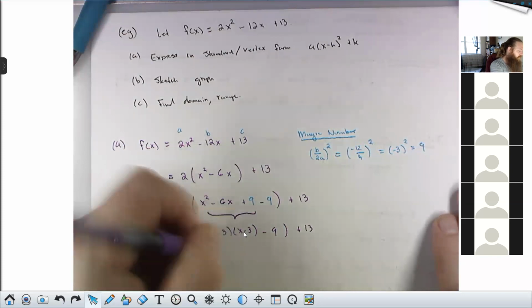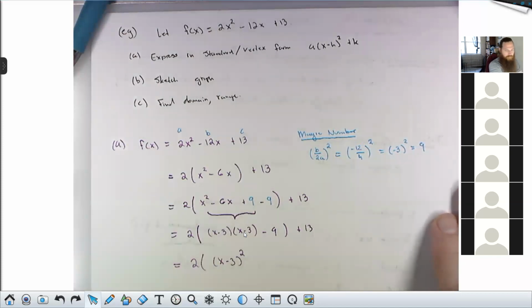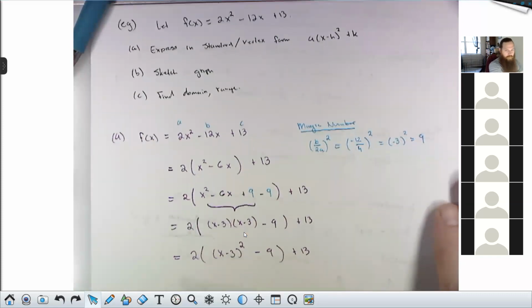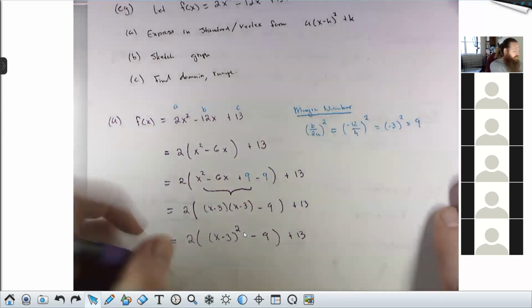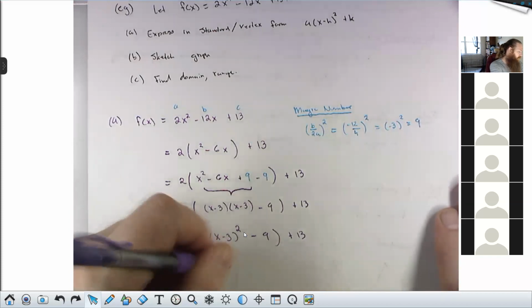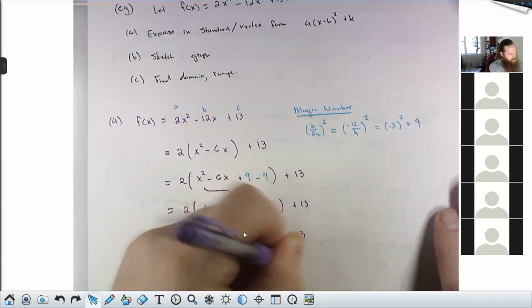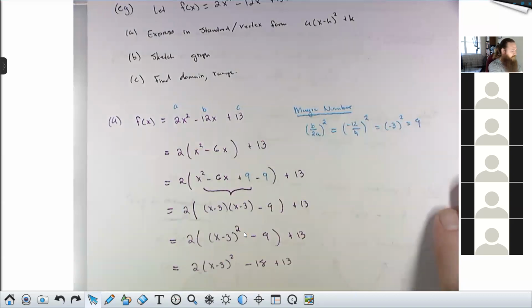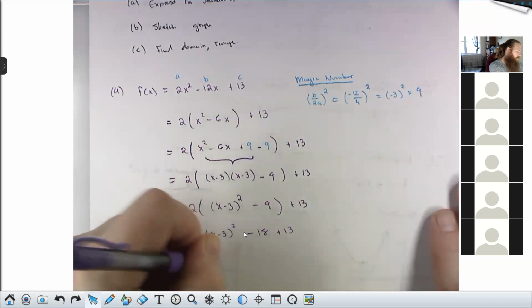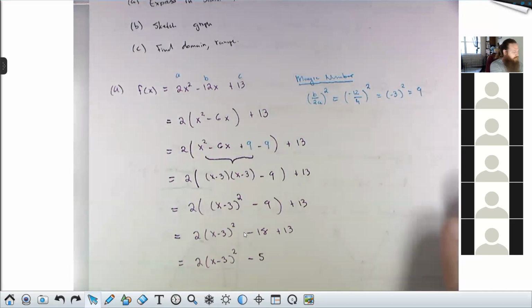X minus 3 times x minus 3 is x minus 3 squared. It's something times itself. Still have the minus 9, still have the plus 13 outside. Now we can distribute the 2 and combine our like terms, and we will be done. So if I distribute this 2, I get 2 times parentheses x minus 3 squared, and then 2 times minus 9 is minus 18. So it's looking like this. Negative 18 plus 13, that's negative 5. So this is 2 times parentheses x minus 3 squared minus 5. And that, ladies and gentlemen, is how you complete the square.